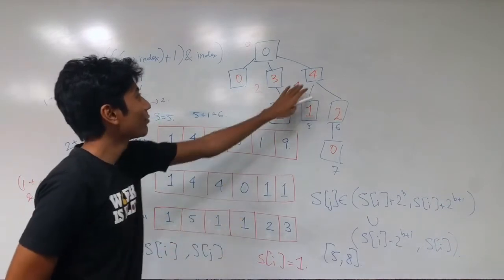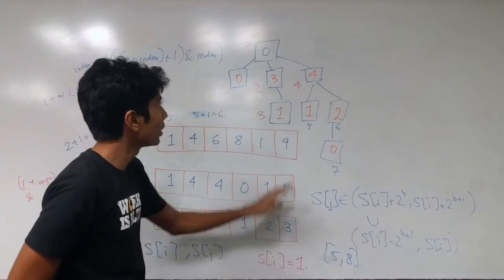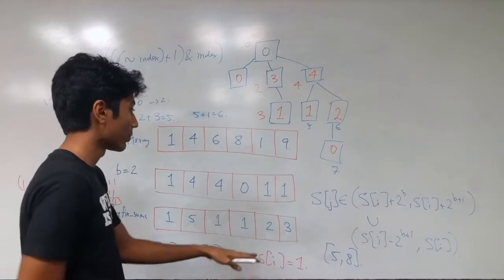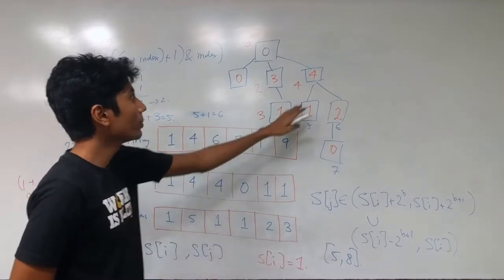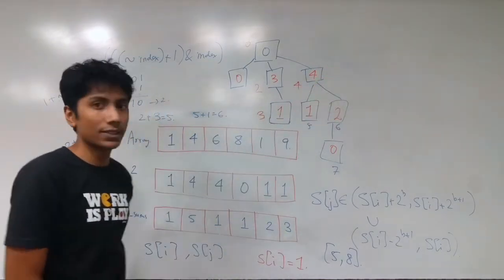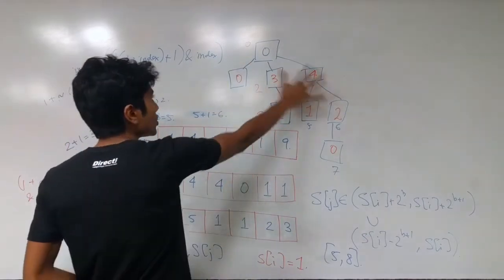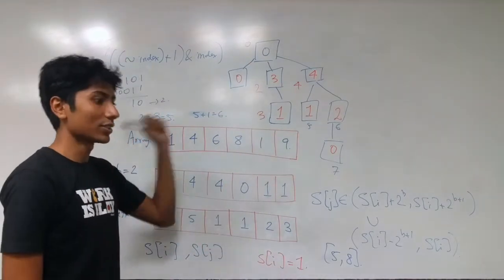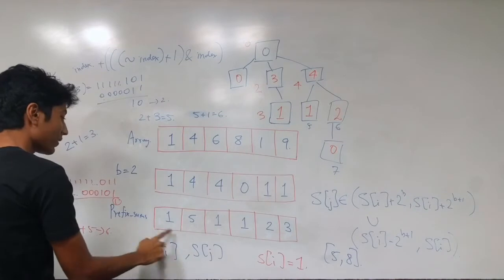So we have 4 here, and that's the last index that will be updated, because after 4 you will be updating 8, which does not exist in this tree, right? So this is your BIT. Finally, it's done. BIT constructed. Prefix sums are over here.